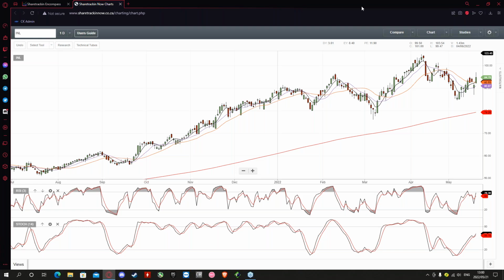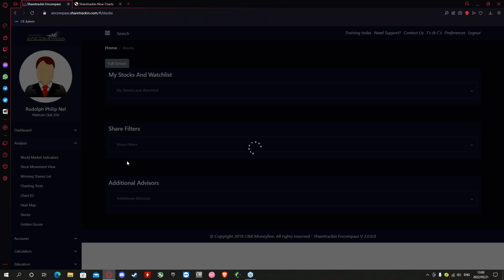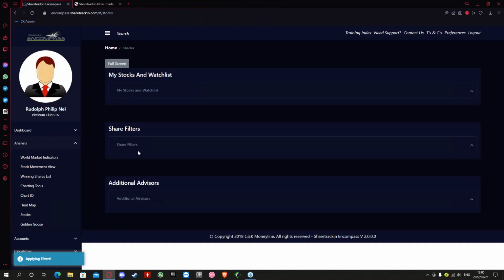Today we're going to discuss how we at Sharetrack can select the stock picks. First of all, before we even go to the charting, I work through the share filter and the additional advisor. Both of these filter out whatever there is for the day.